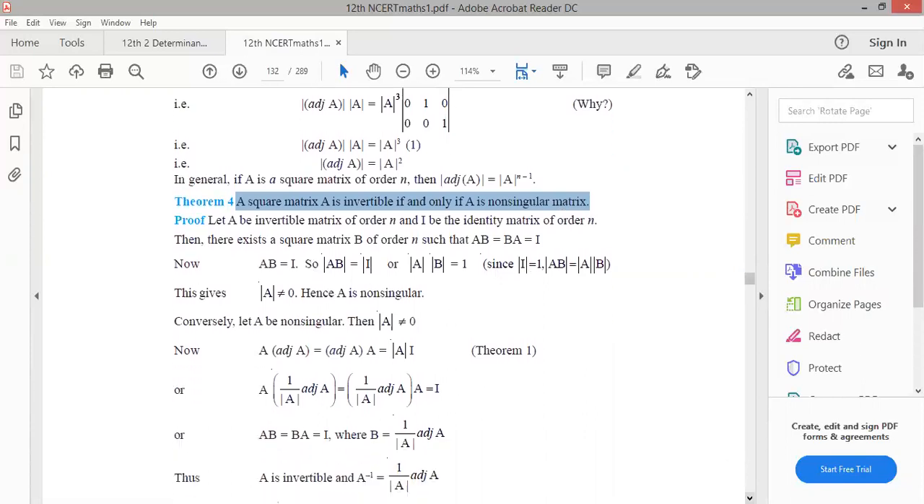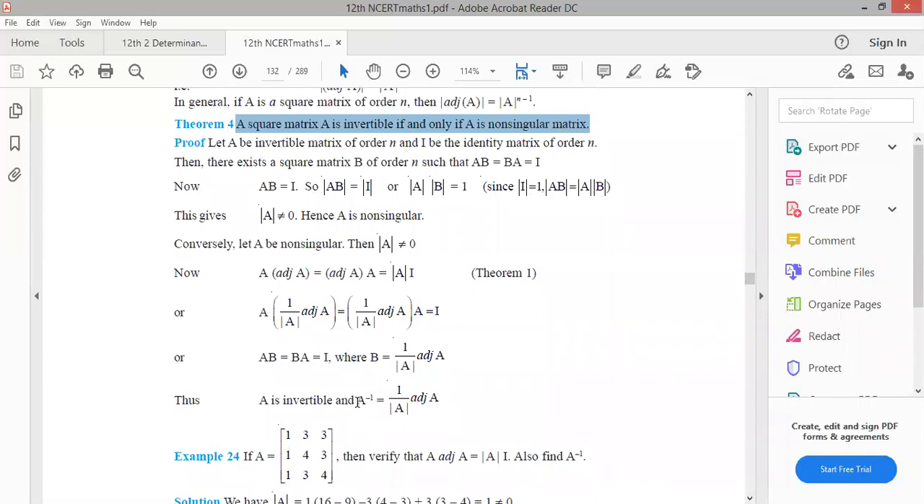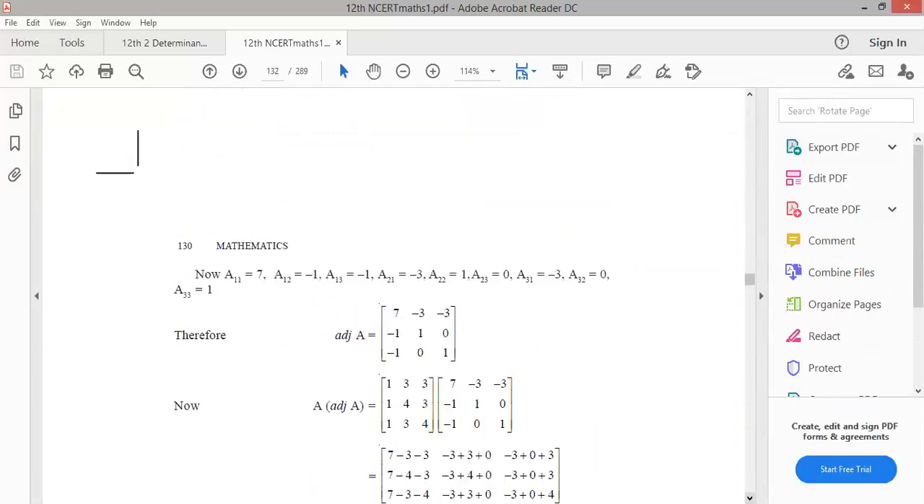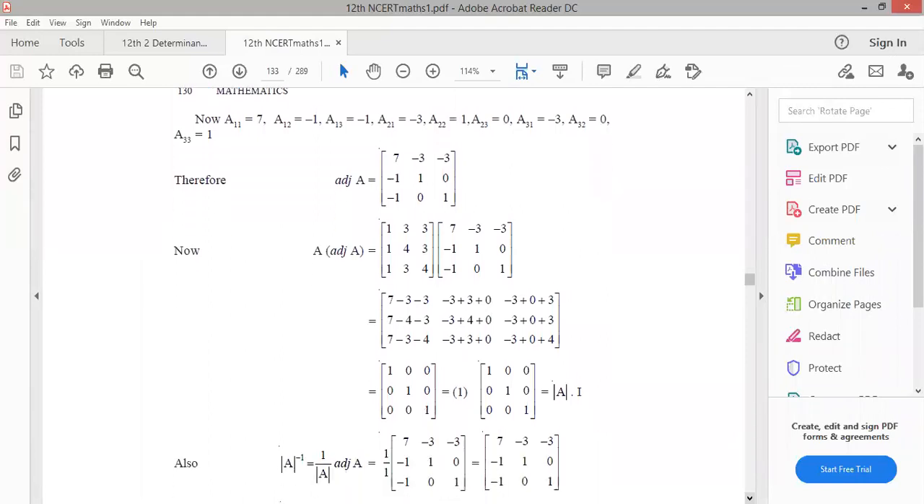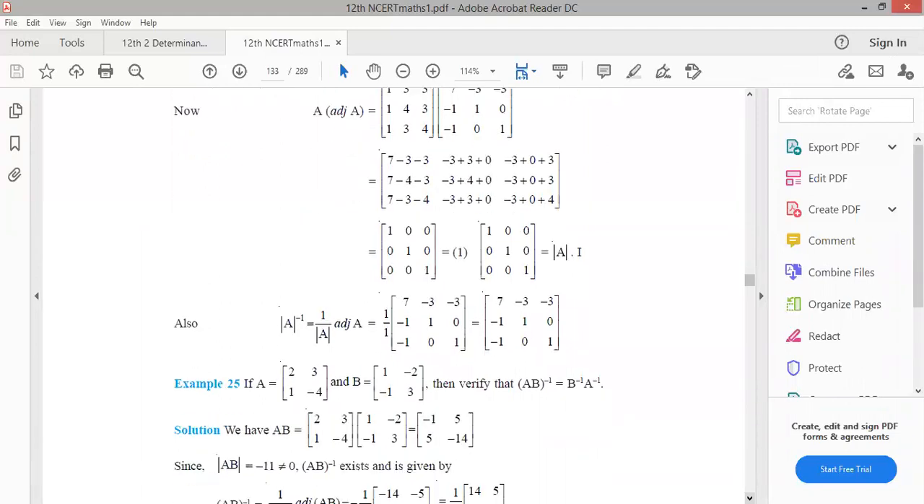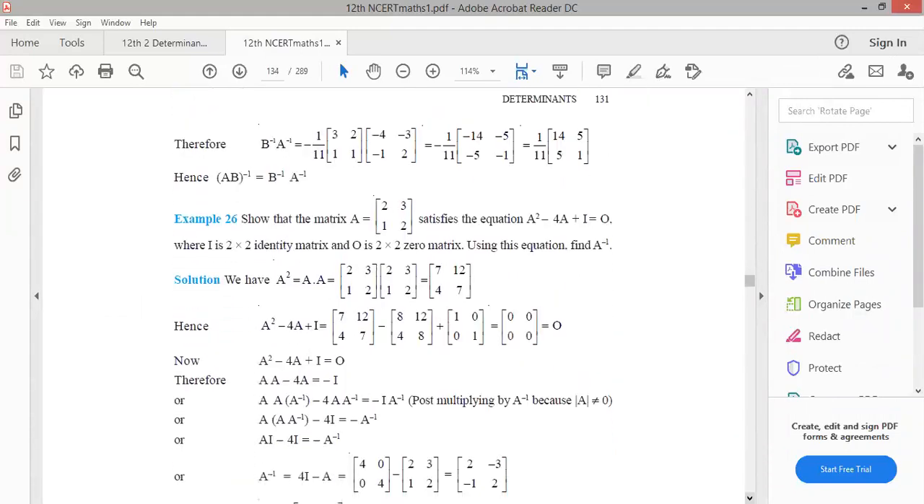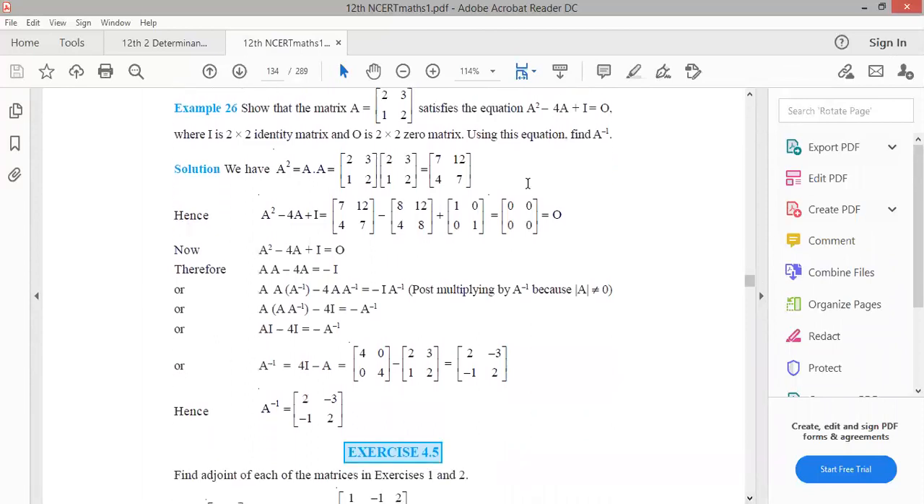You can see it here, and this is the conclusion. The inverse of the square matrix A that is non-singular, where non-singular means the determinant should not be equal to 0, is equal to 1 by determinant of A into adjoint of A. I hope that you got these results. These results are very important from the inverse point of view. There are many methods to find the inverse of a matrix, but this is also one of the important methods. Hope that you got it.